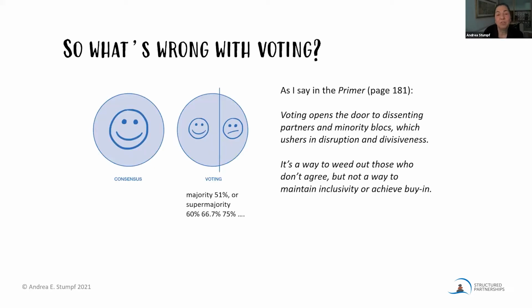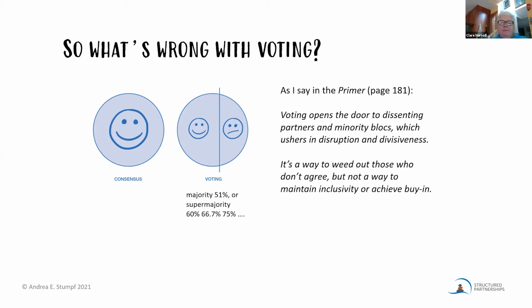So you might say, what's wrong with voting? So I have in my primer, just to quote from there, where I deal with this in more detail, voting opens the door to dissenting partners, and those can also become minority blocs. And generally, voting can usher in disruption and divisiveness, right? And so, of course, there's plenty of voting going on, especially in a corporate context. In private companies, the boards are normally on a voting basis.